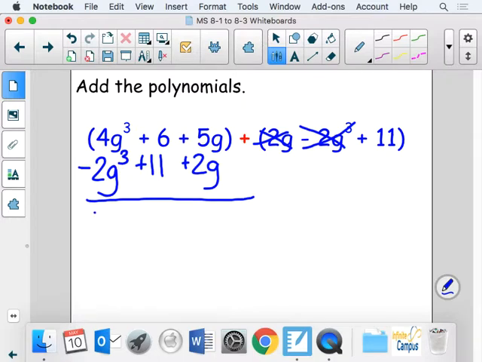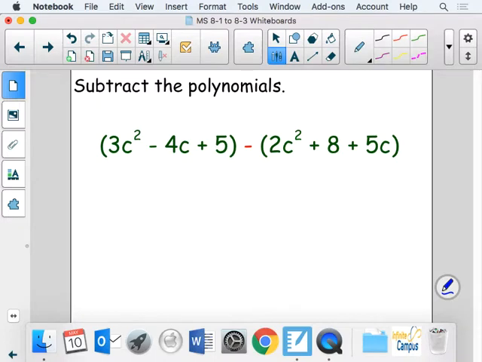4 minus 2 is 2g cubed. Remember, exponents are not impacted when you're adding or subtracting. 6 plus 11 is 17. And 5g plus 2g is 7g. And that is your final answer because we don't have any more like terms to bring together.